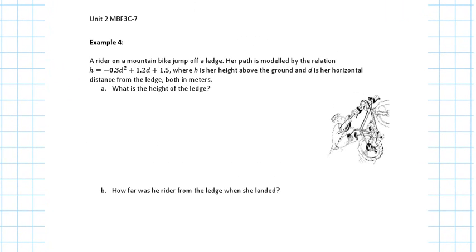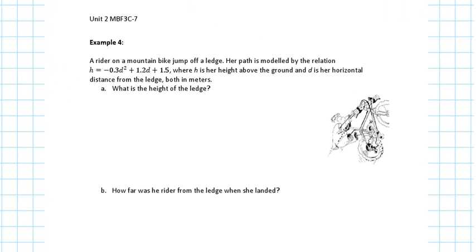How far was the rider from the ledge when she landed? What point am I looking at? Both of the axes. Not B, but what is it? D. What's D? The y-intercept. When she lands on the ground, what does that represent? The zeros. Thank you. That's what I just said. I said the zeros. Sorry, I did not hear that. All right, thank you. So what's the height of the ledge?